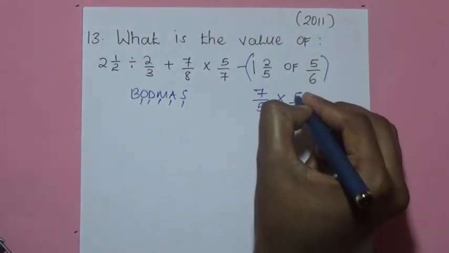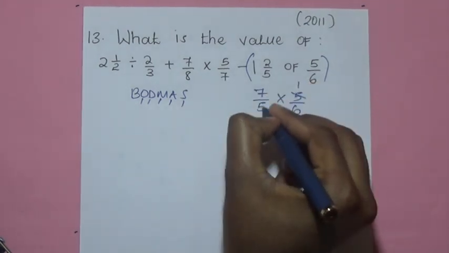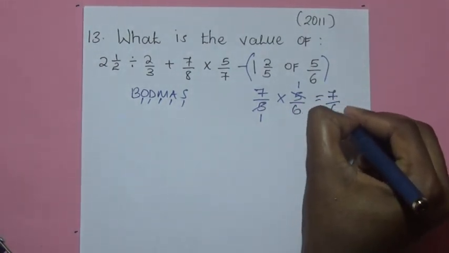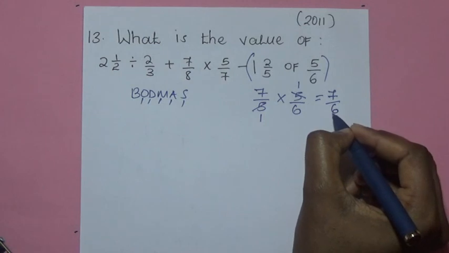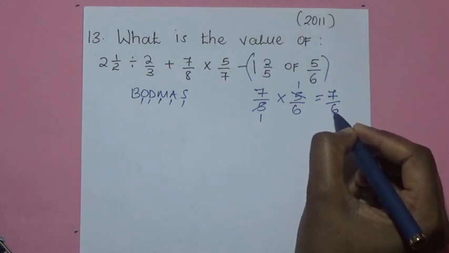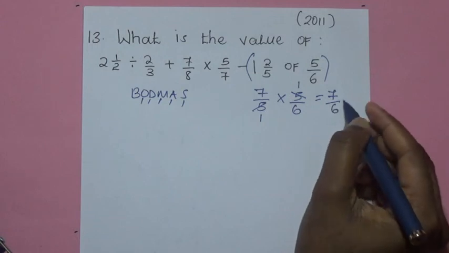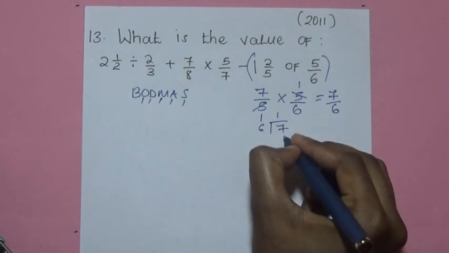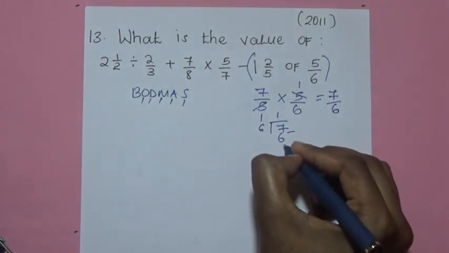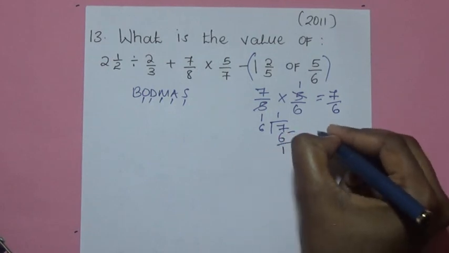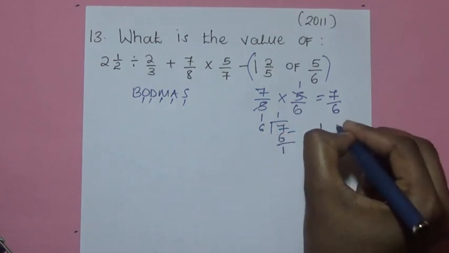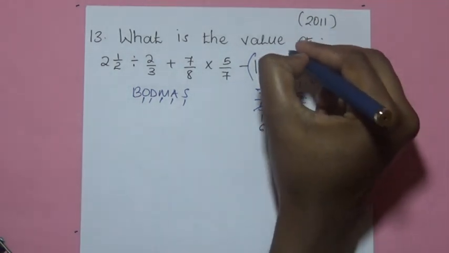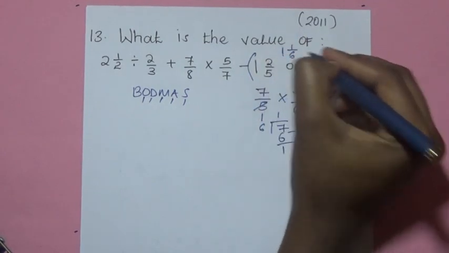We can simplify by dividing by 5, 1, by 5, 1. So we get 7 over 6. 7 over 6 is an improper fraction. Change it into a mixed fraction by dividing 7 by 6. You get 1 because of 6. When you subtract, you get a remainder of 1. So it will be 1, which is the whole number, and 1 over 6. So the answer here will be 1 and 1 over 6.